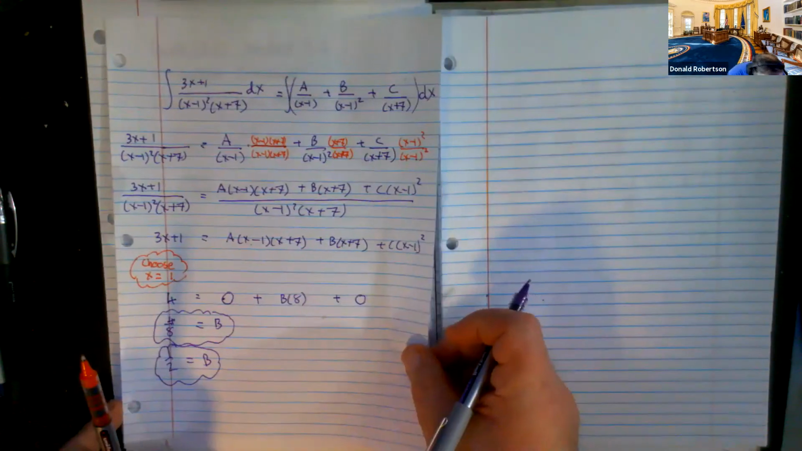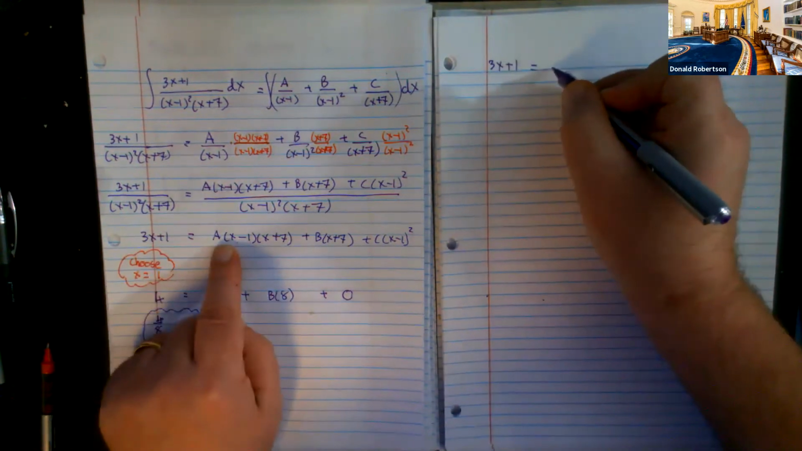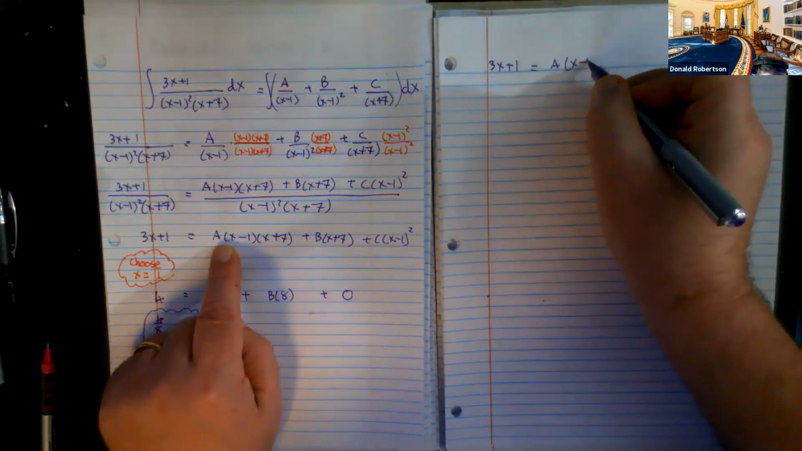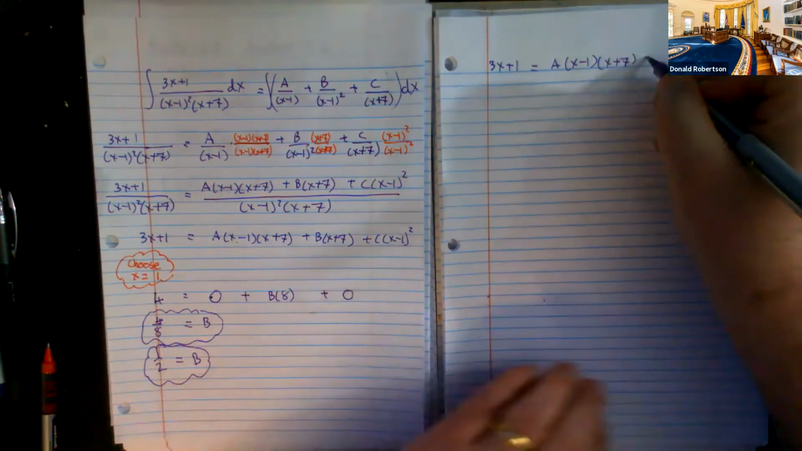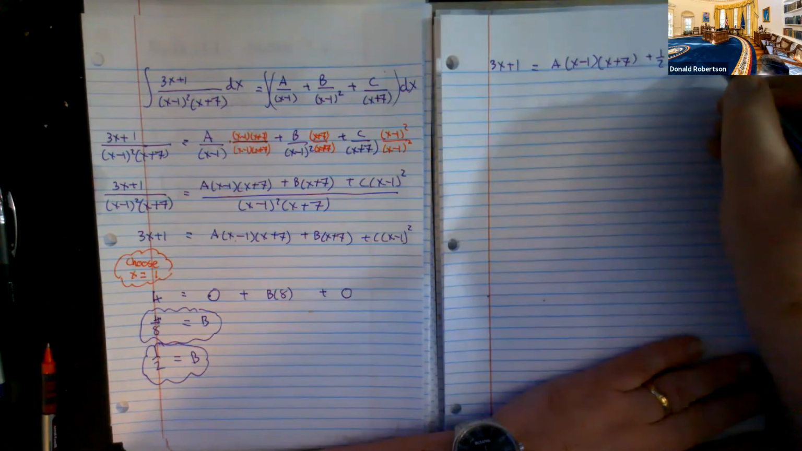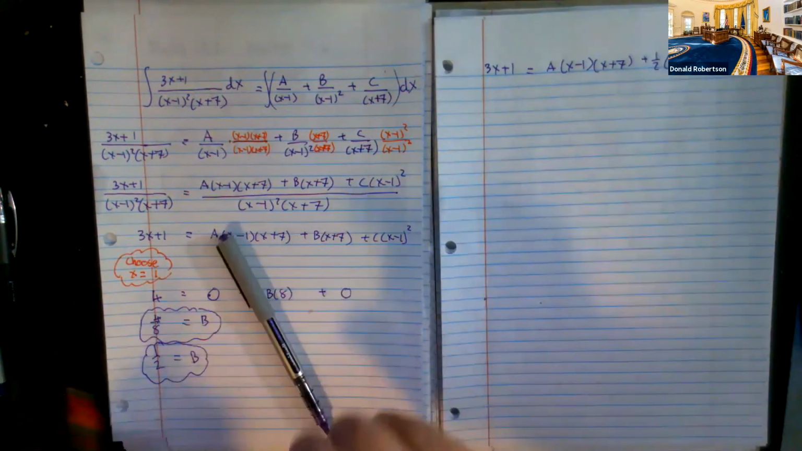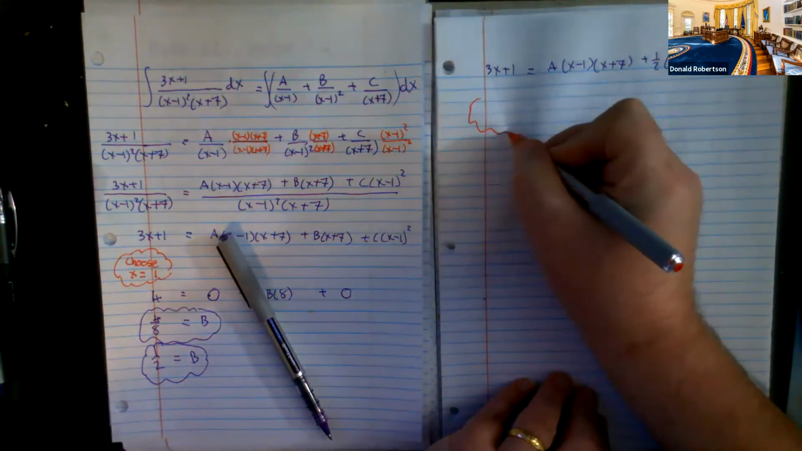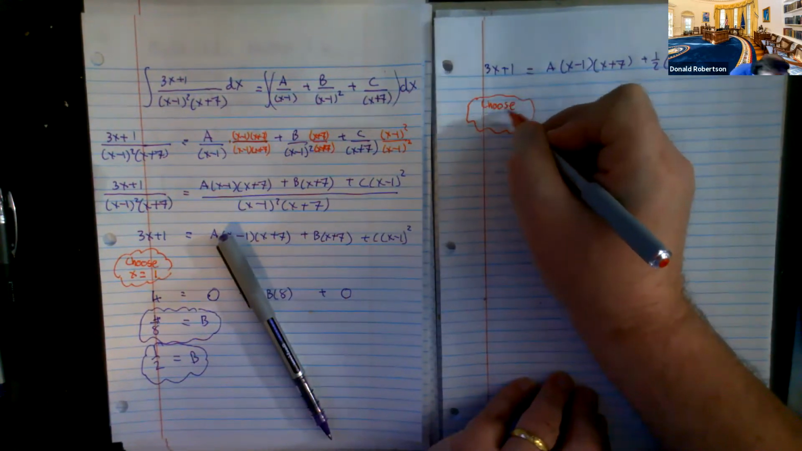So we go back here and we write down exactly the same thing with one change. B gets replaced by a half. And now you choose your next x.